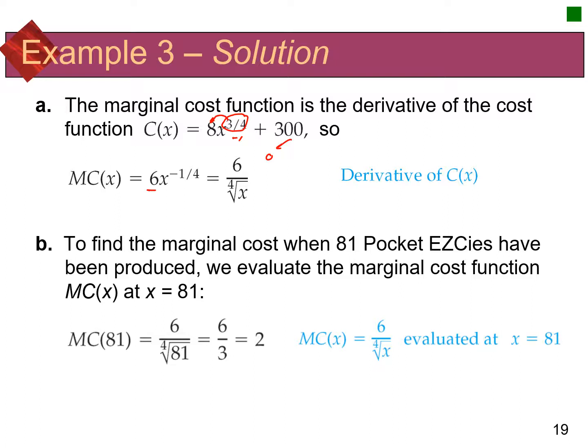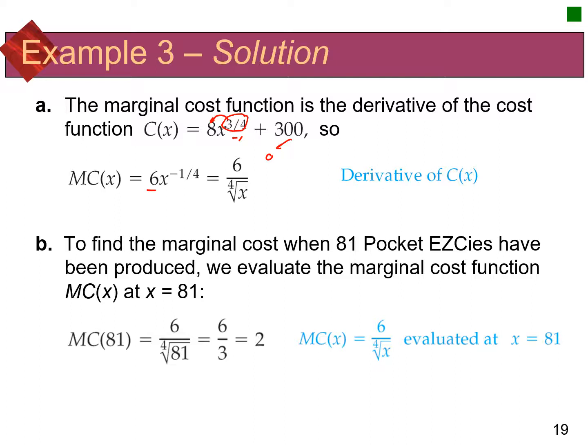So the marginal cost value at x being 81 is 2, which means that if at that point I was to produce another one of these flashlights, then I would be basically paying $2 more to produce that additional flashlight. So at that moment, producing the flashlights costs $2 per flashlight.